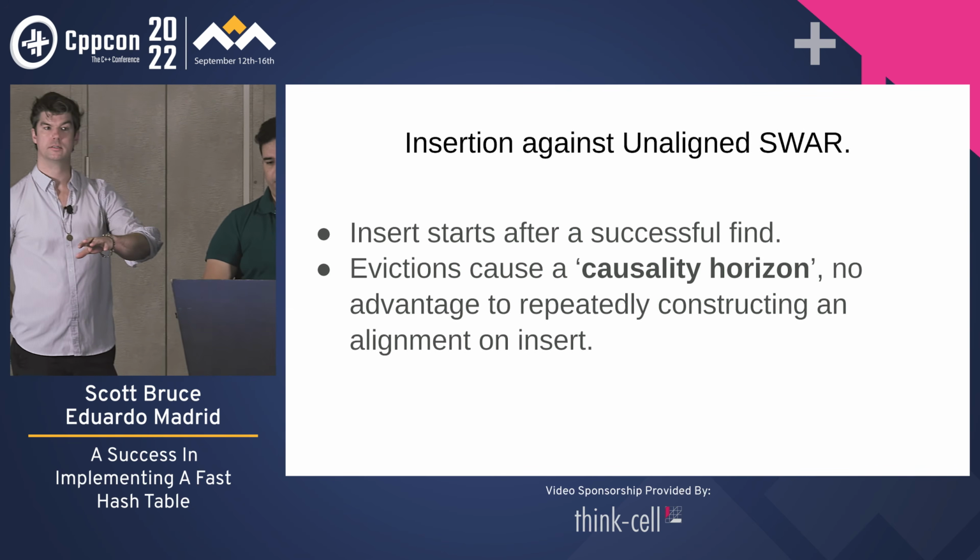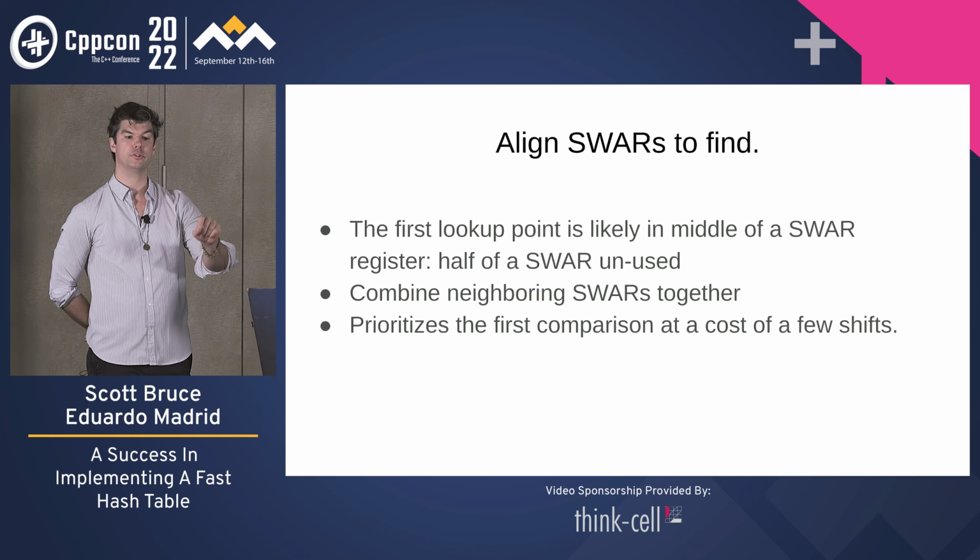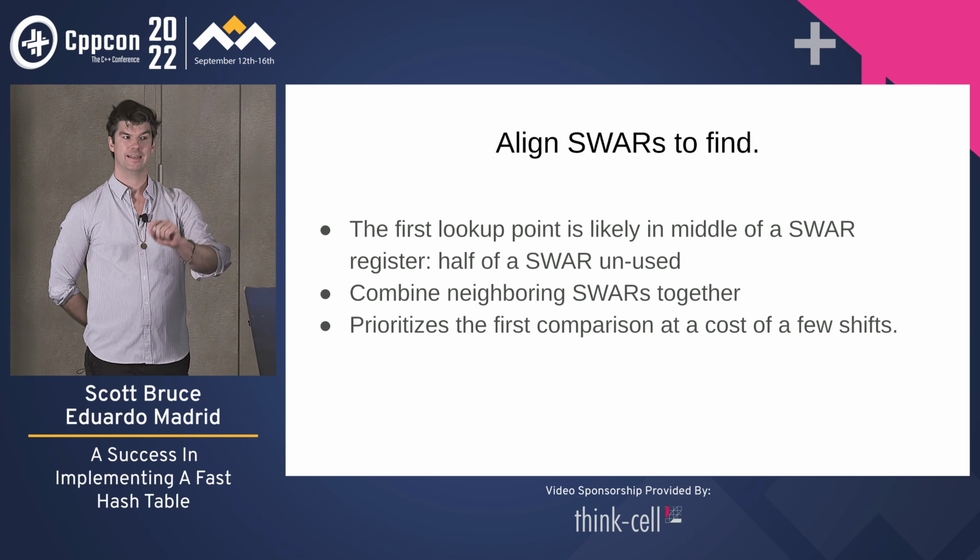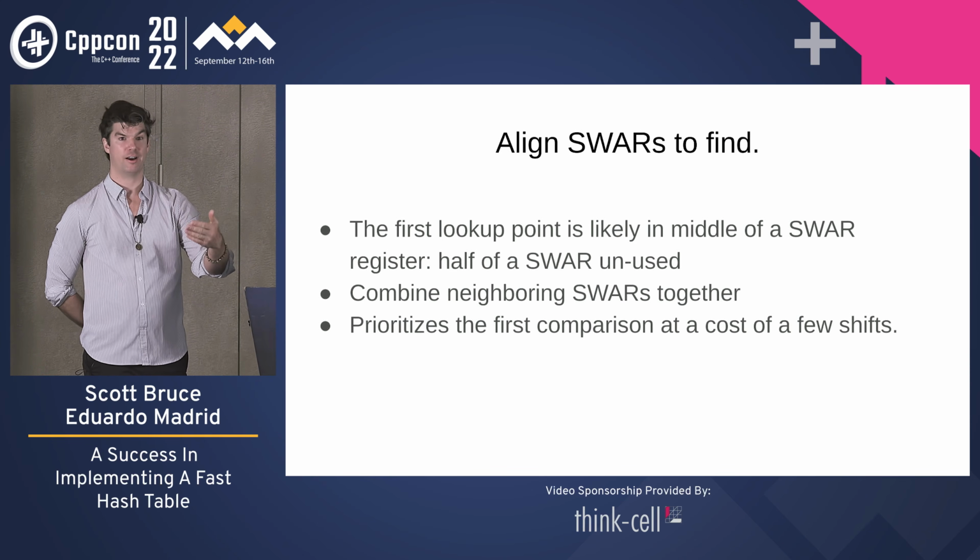One point about that last slide that is important. The reason we choose to align our SWARs on find is because if you select a random position in the table, which for any given find is probably what's happening, you're likely to hit in the middle of a SWAR. So if you start from there, you're losing half of your SWAR power.